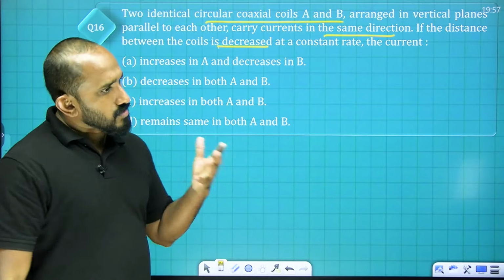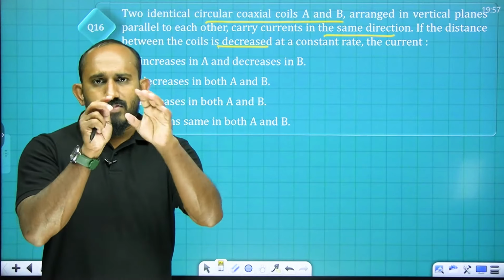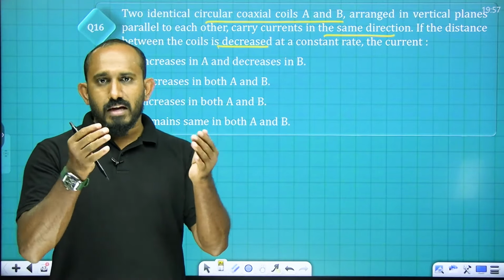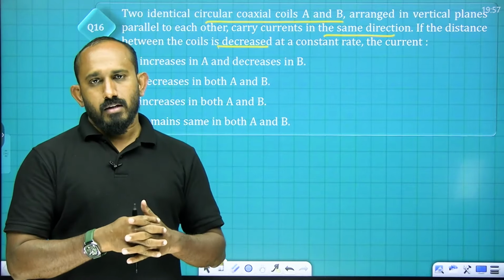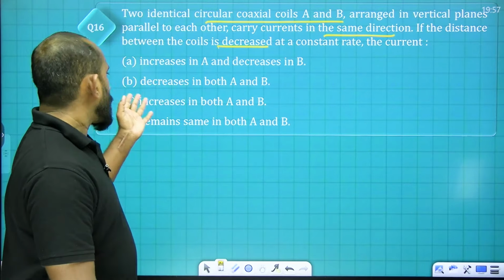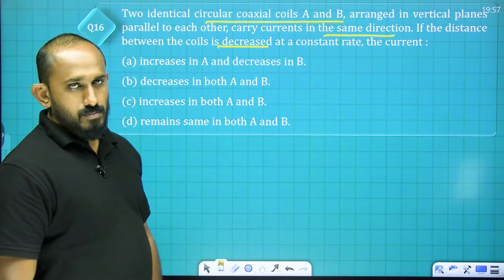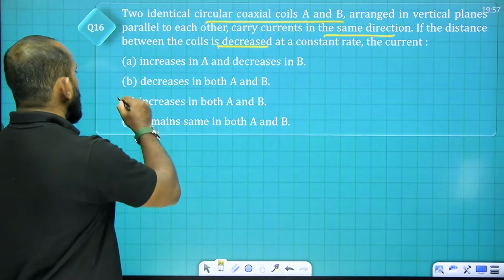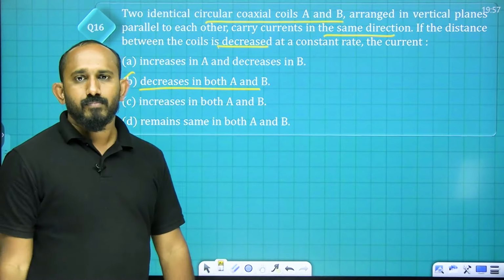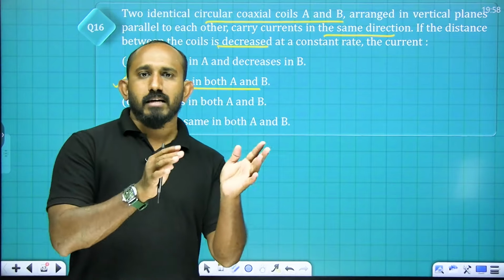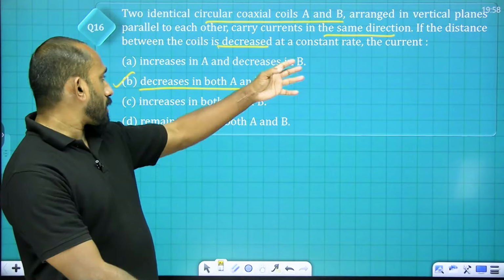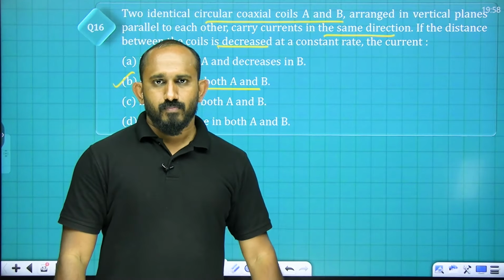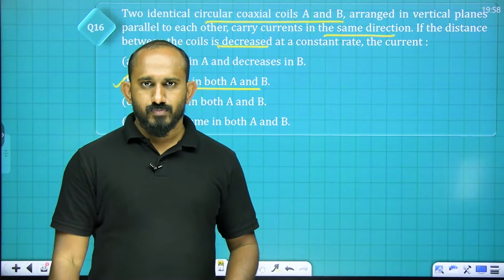Here, in this concept, if the distance between the coils is decreased, the flux passing through the other coil will change. If the flux is decreased, of course the induced EMF also will be decreased, so the current will be decreasing in both A and B. So the current will decrease in both A and B if the distance is decreased. It is a theory question. Let's go to the next one.